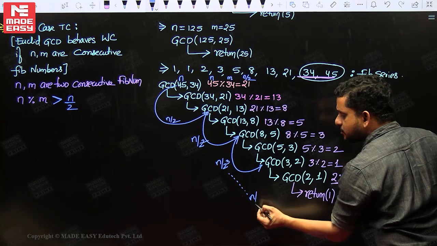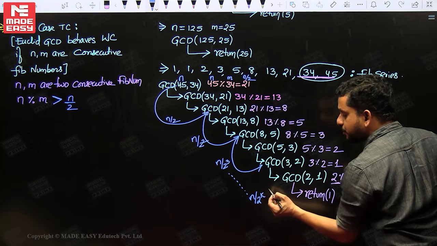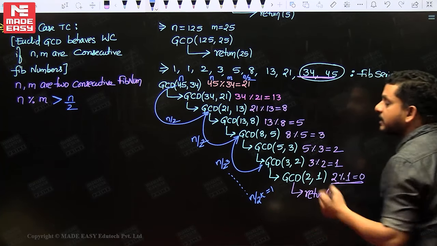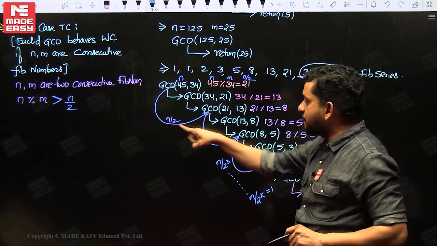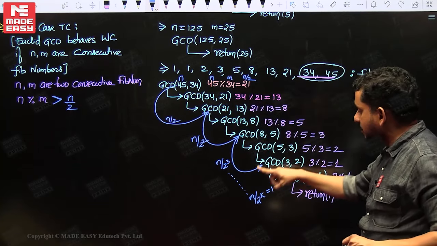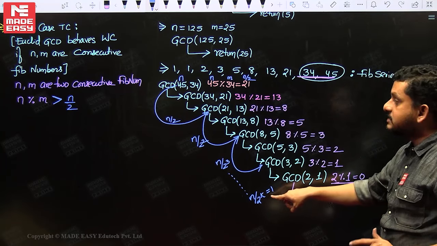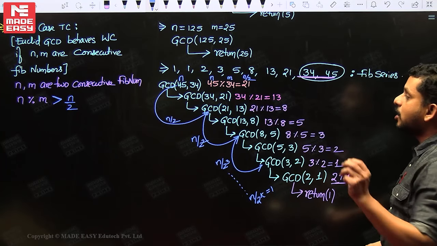So once n/2 power k reaches 1, it will terminate. These number of function calls are log n. k, the number of function calls, is close to log n.